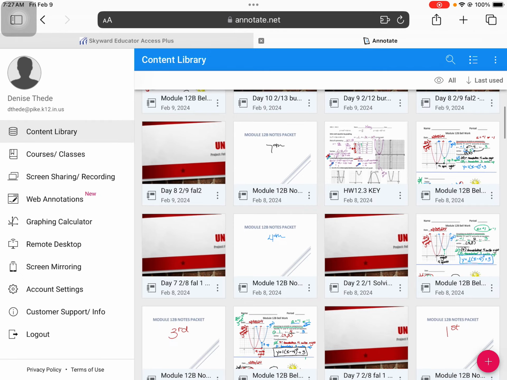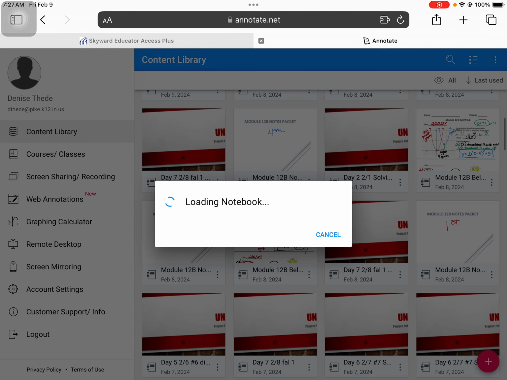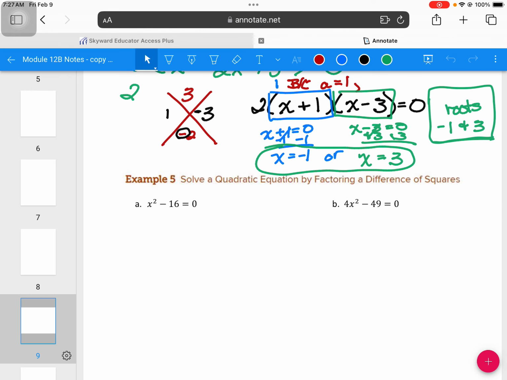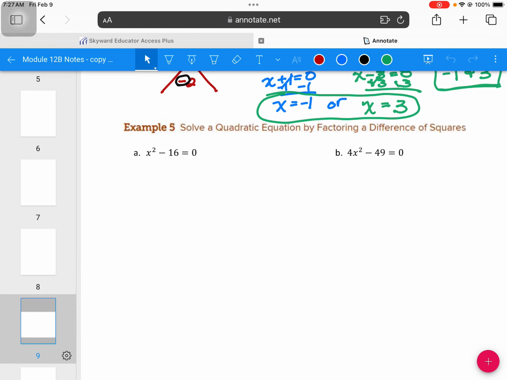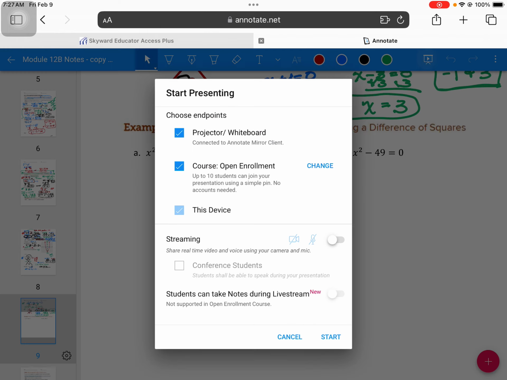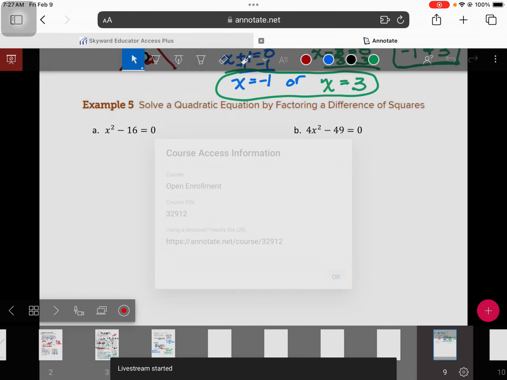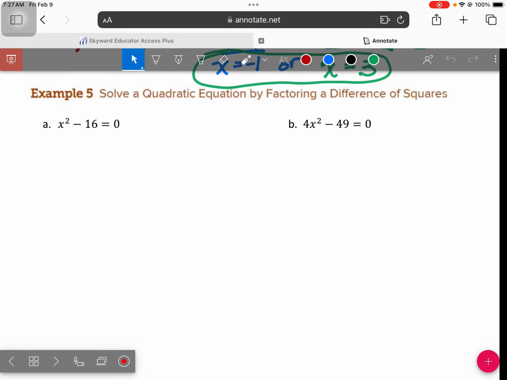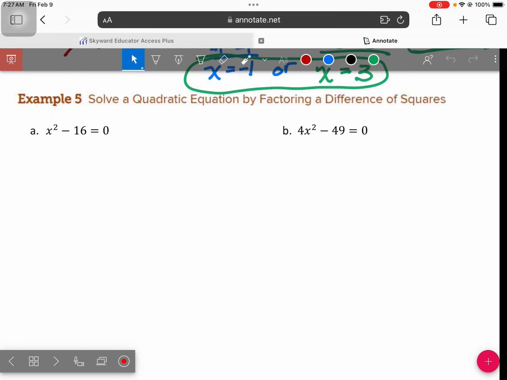Let's see. Period 1. We left off at example 5. Example 5. So we are solving, we're still looking for x equals, solving a quadratic equation by factoring a difference of squares. My personal favorite.